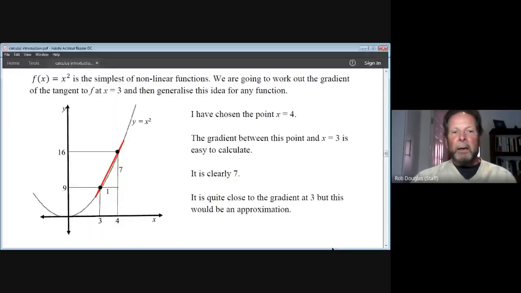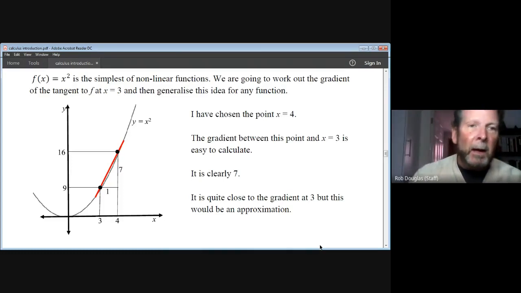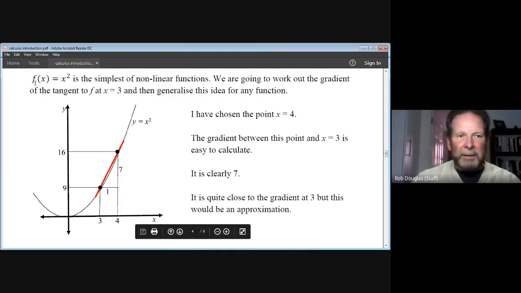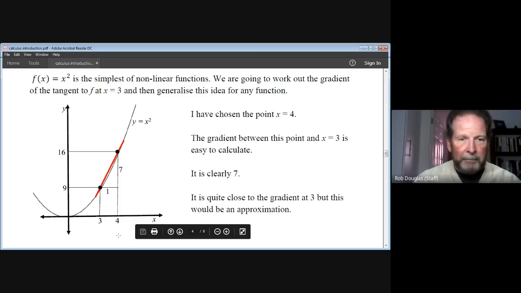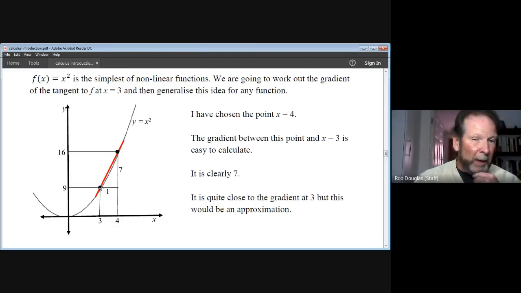This is the second part of rates of change in Introduction to Calculus. And we are looking at this f of x equals x squared form of a nonlinear equation. Now, what Mr. Autry's done here is he's chosen an x value of 3. And what we'd like to do is find out what the gradient is right there at 3.